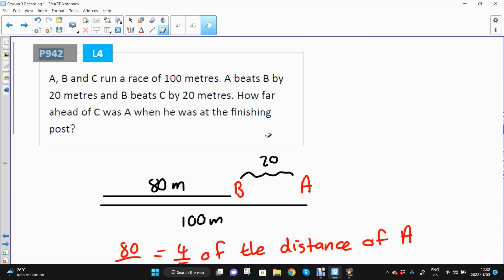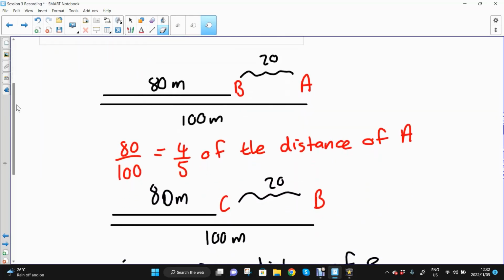Now, to do this question, we need to visualize what is happening here. We need to have a look at the distance covered by each person. We don't have the time and we don't have the speed, but the distances are all going to be in proportion to one another. So looking at the first scenario, you can see that as A finishes the race of 100 meters, because he was 20 meters ahead of B, at that stage, B would have traveled 80 meters.